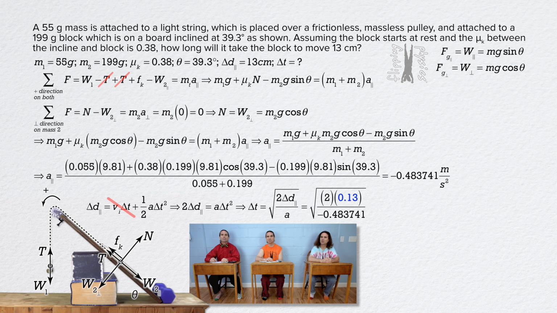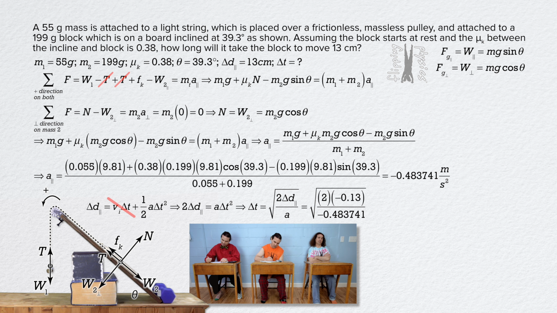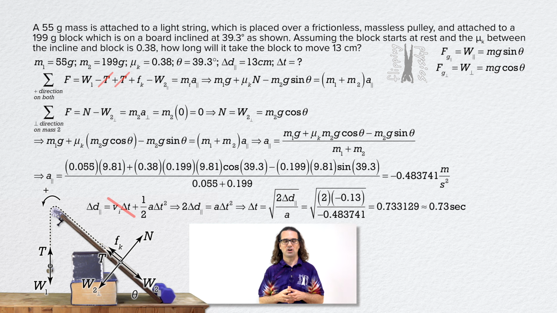It's the displacement. We got the direction of the displacement wrong. The displacement is negative 0.13 meters. It's negative because the system moves 13 centimeters in the negative direction. Okay, then the change in time equals 0.733129, or 0.73 seconds with 2 significant digits. Awesome. It took a bit, however, we got to the answer. Now let's see if the physics works.